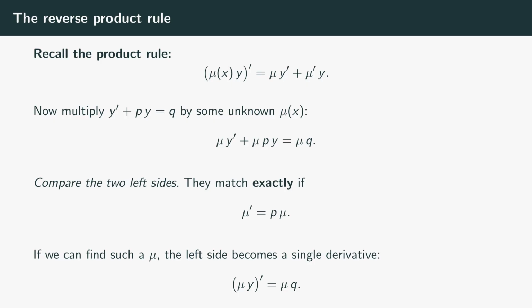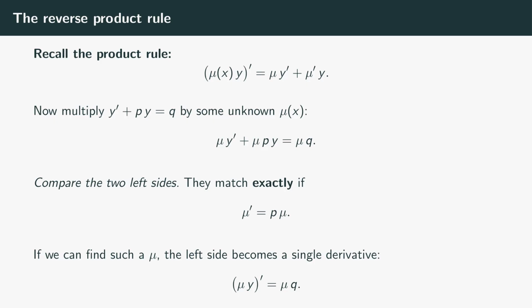The left side becomes mu times y prime plus mu times p times y. Compare that to the product rule expansion. The first terms already match. The second terms match too, but only if mu times p equals mu prime. So if we can find a mu whose derivative is p times mu, then the entire left side of our equation is secretly the derivative of mu times y. The whole tangled left side collapses into a single, clean derivative.